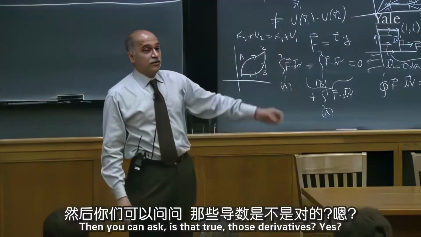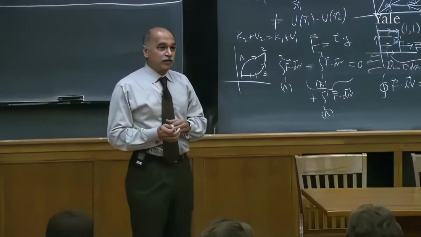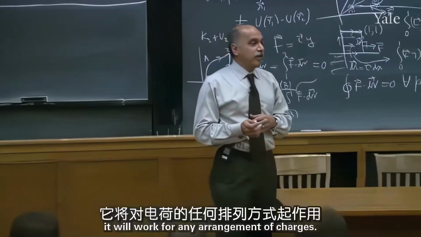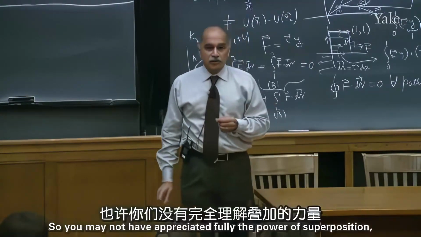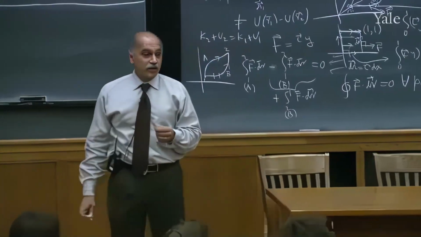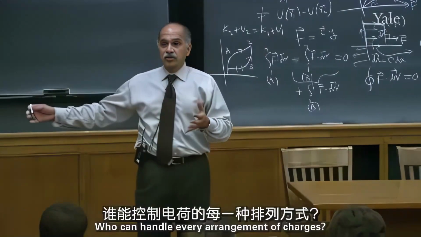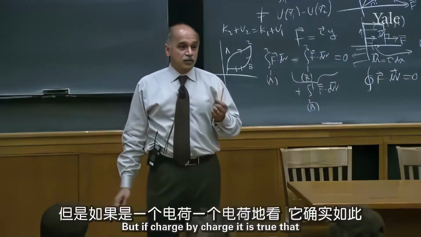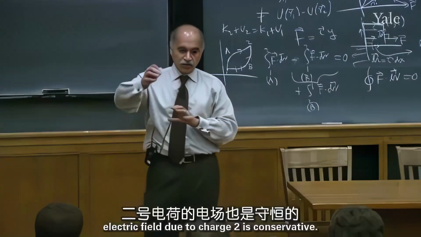Those derivatives. Yep. Well, if it works for one charge, it should work for all charges because of superposition. There we go. If it works for one charge, it will work for any arrangement of charges. So you may not have appreciated fully the power of superposition, but you can see now, if you did not realize that, the problem looks insurmountable. Who can handle every arrangement of charges? But charge by charge, it is true that the electric field due to charge 1 is conservative, electric field due to charge 2 is conservative.